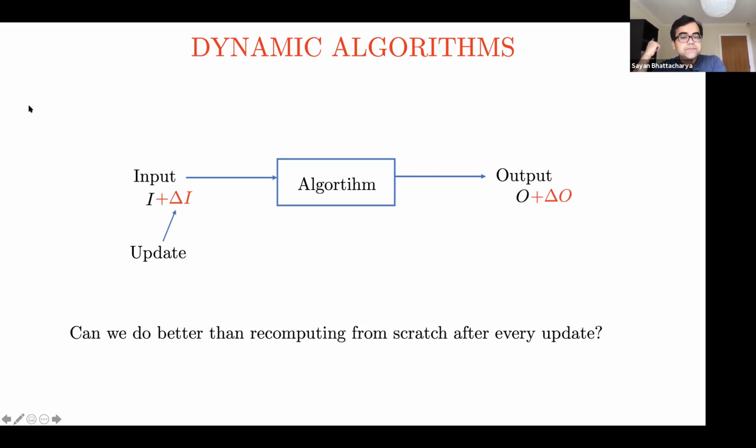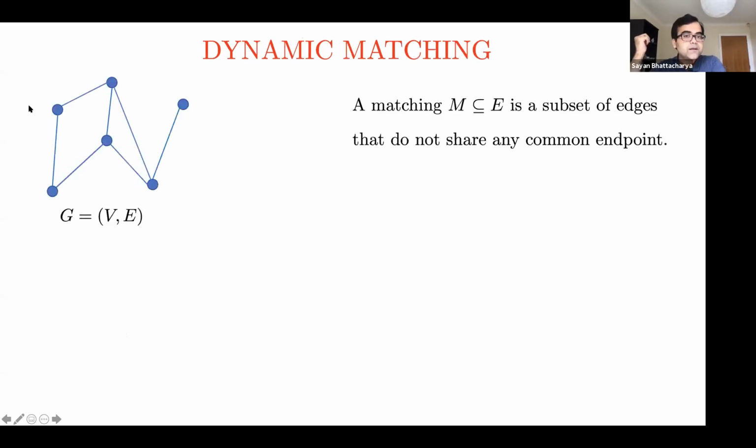But can we do something significantly better? Instead of recomputing from scratch, can we somehow use the information we already have to speed up our update time? And this is the question that lies at the heart of almost all dynamic algorithms problems. And you can ask this question in the context of any optimization problem. In particular, in today's talk, we will be considering the maximum matching problem in the dynamic setting.